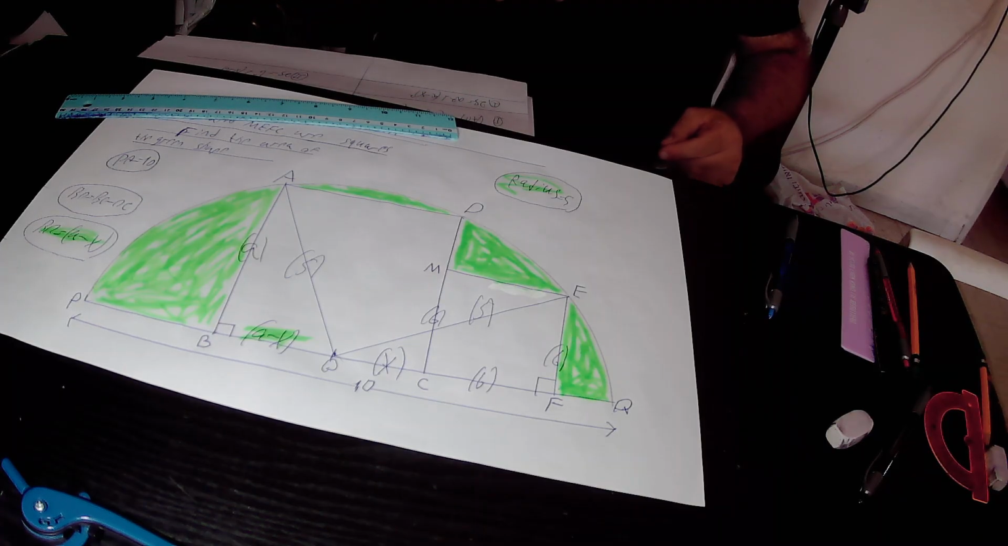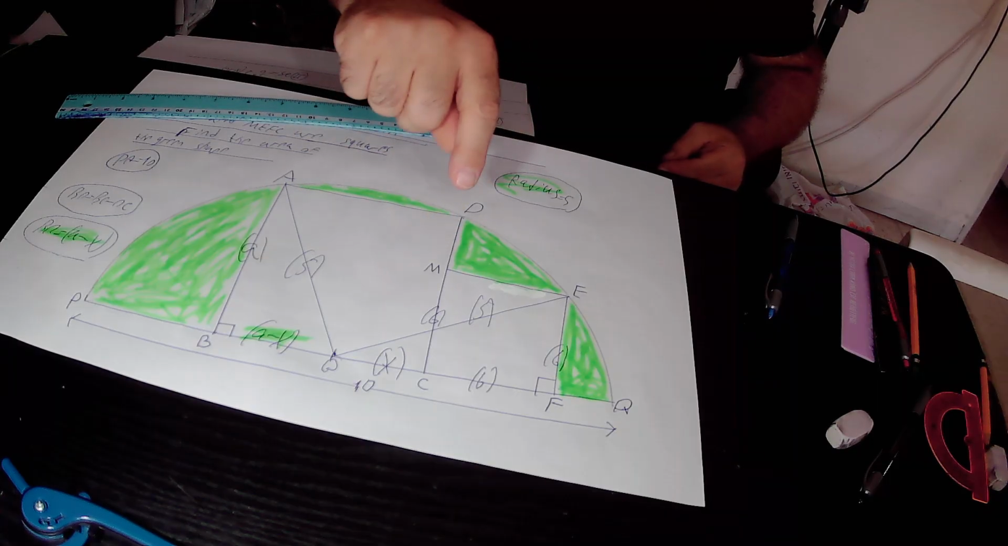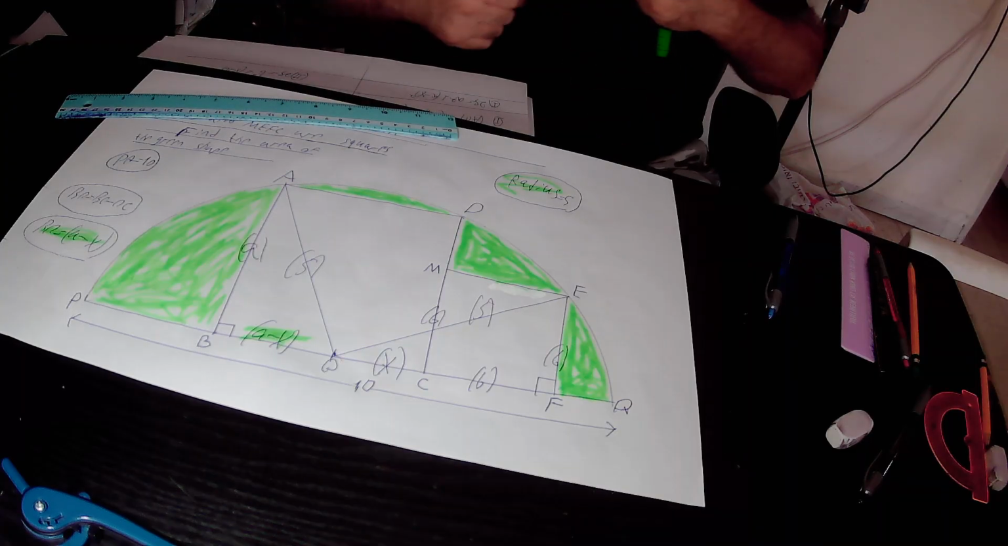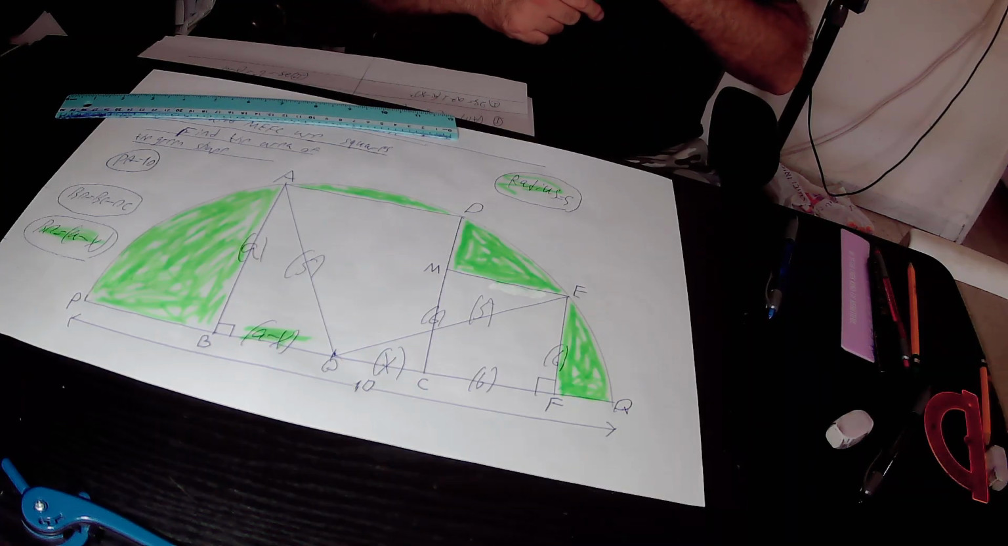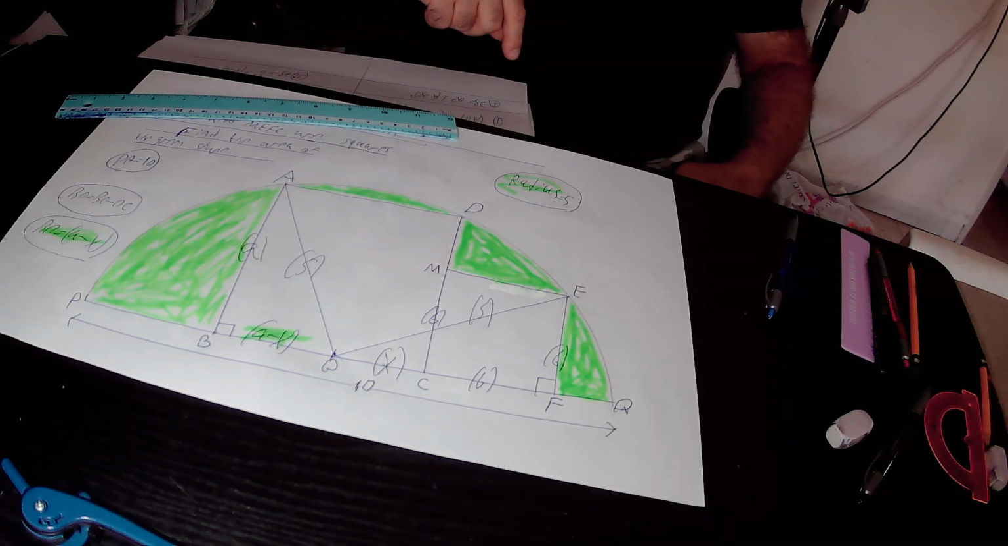Okay. In addition, we know that inside this semicircle we have the big square ABCD and the small square MEFC. Again, our task is to find out the area of this green shape. So first of all, we define the center of this semicircle. This point is point O.